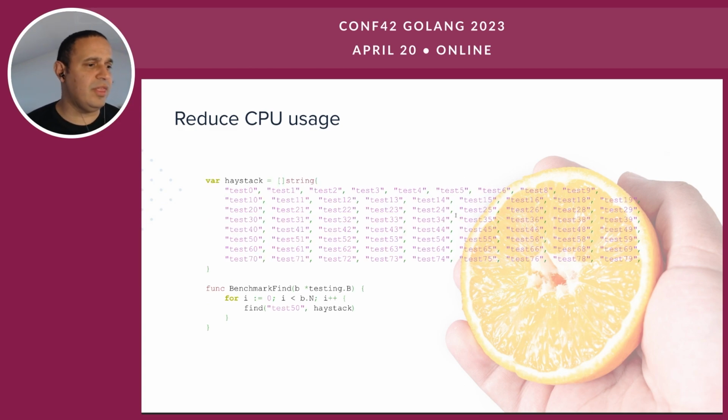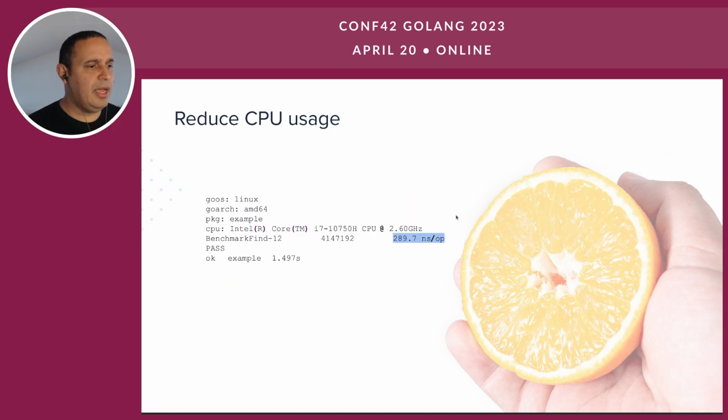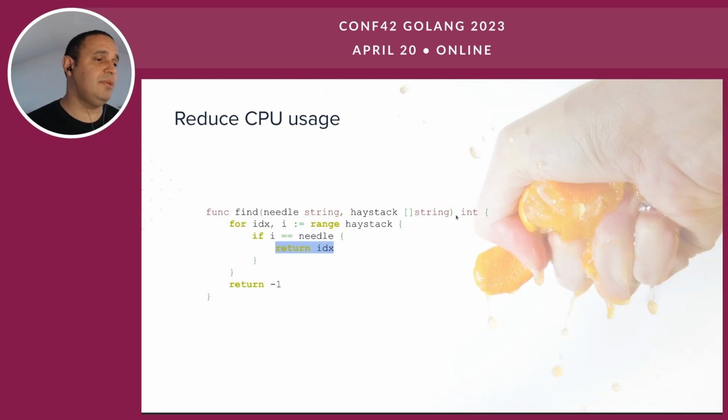Let's start with a benchmark. I create a ton of data for a haystack, and I test searching for a value that is a bit over the half of the haystack. And if I run that, it's taking 289 nanoseconds per operation. Okay, sounds fast. Let's see if we can optimize that.